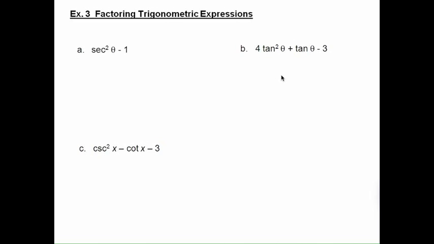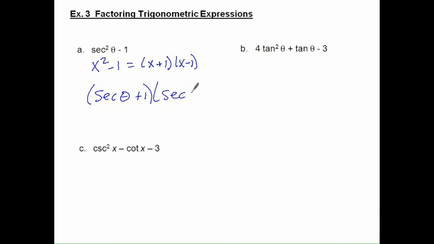We're just going to factor these. If I was to tell you to factor this, like if this was x squared minus 1, you could easily tell me that's the difference of squares to be x plus 1, x minus 1. So instead of x, we're just going to plug in a trig function, say secant on this one. So secant squared minus 1 is just simply going to be secant plus 1 and secant minus 1. That's all that one is. Okay, that one's easy.